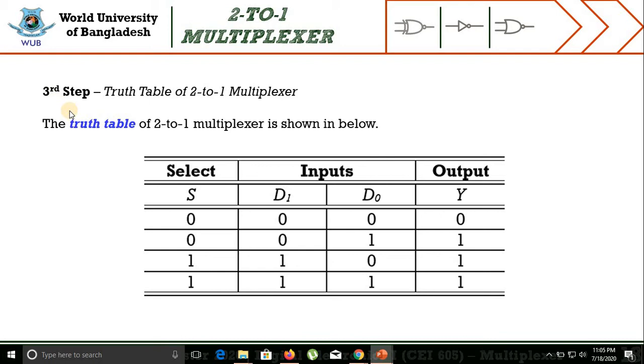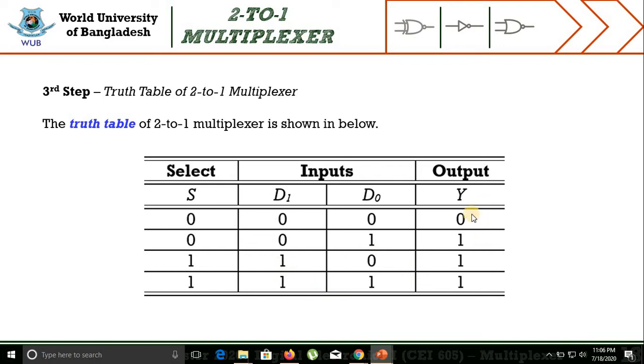Now, the third part would be the truth table of the 2-to-1 multiplexer. The truth table is shown below, and it has three sections. One is the select section, another is the inputs section, and the last section is the output. We already know that a 2-to-1 multiplexer has one select line. That's why we assign just two numbers, 0 and 1. Now come to the middle section, the input section, symbolized by D0 and D1. Since the number of inputs is 2, we assign two binary numbers, 0 and 1, and if we combine these two numbers, we get 4 combinations, which are 00, 01, 10 and 11.